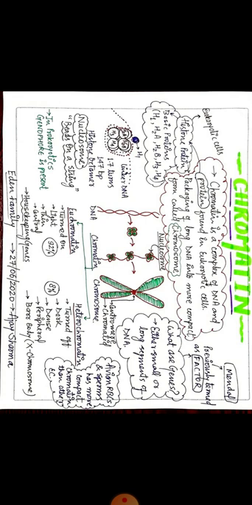See, euchromatin is central in position in a chromosome and heterochromatin is peripheral in position. Some examples of euchromatin proteins are housekeeping genes. What are housekeeping genes? The genes that are responsible for the day to day activities of our entire body. So these are housekeeping genes.